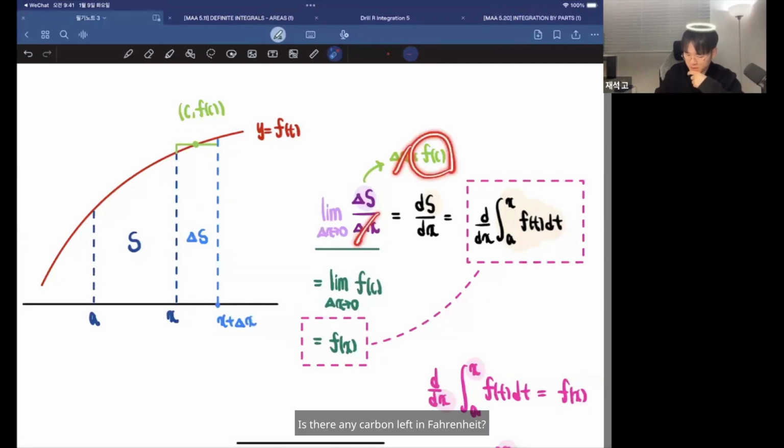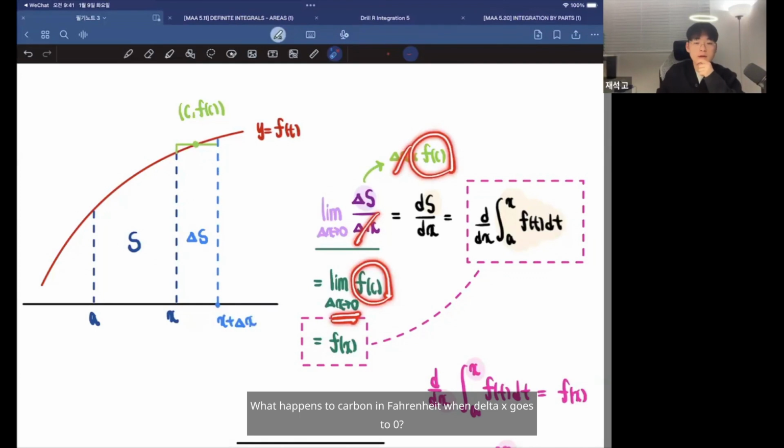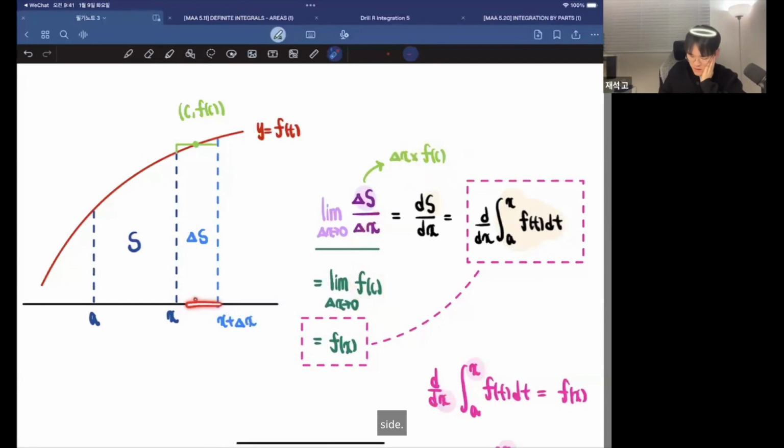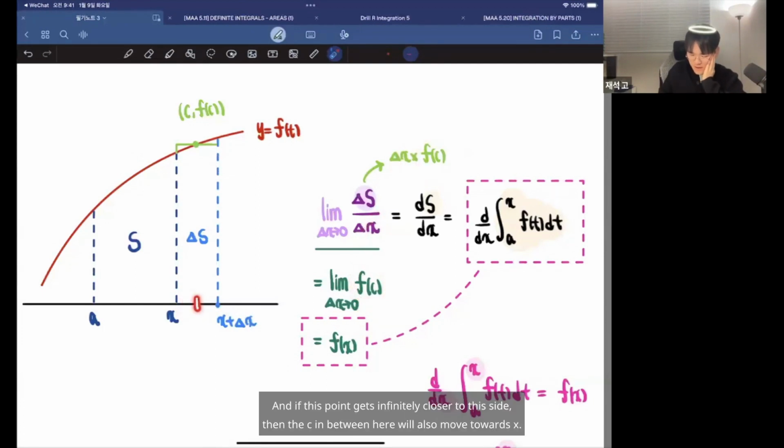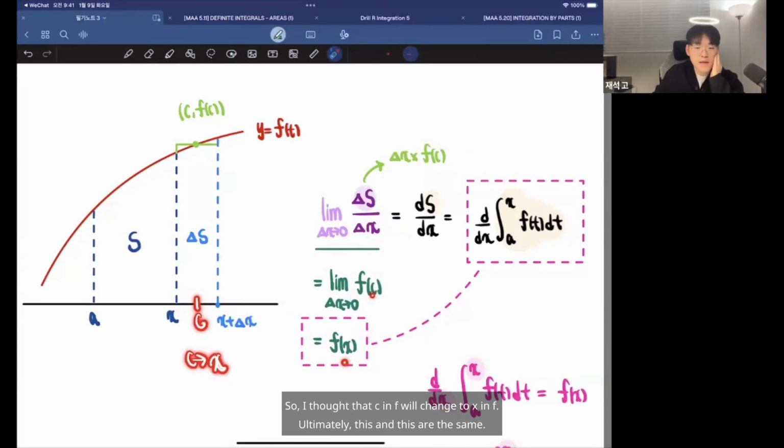Is there any C left in F? What happens to C in F when delta X goes to 0? When I think about it, delta X going to 0 means that this point gets infinitely closer to this side. And if this point gets infinitely closer to this side, then the C in between also moves towards X. So I thought that C in F will change to X in F. Ultimately, this and this are the same.